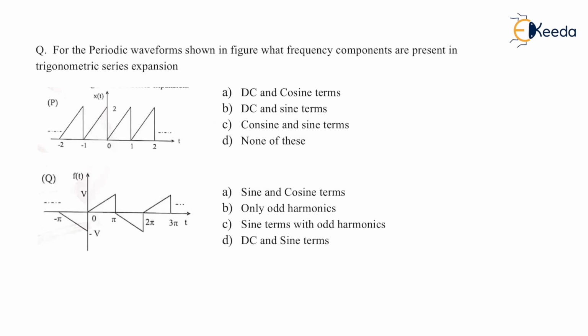A normal student who doesn't know how to solve the problems by trick would go for the actual Fourier series formula. He will keep on calculating A naught, A n, and B n, and then he will expand it with the help of Fourier series. And then by observing that Fourier series, he will select the correct option. But I'll tell you how to solve this problem by a trick. See, observe x of t.